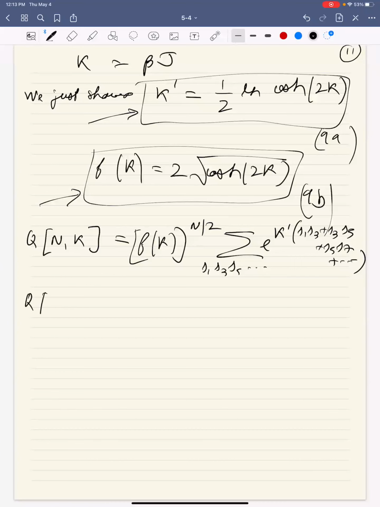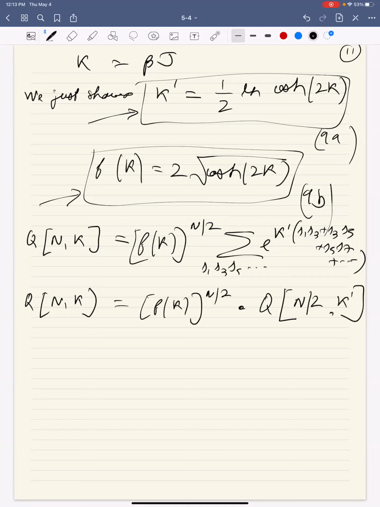So this thing can be written as q of n comma k, right? It's a partition function that depends on n and k multiplied by f of k to the power n by 2. And what is this thing? This is a partition function that depends on n by 2, right? Because half the spins are gone, they have been removed, comma k prime, right?